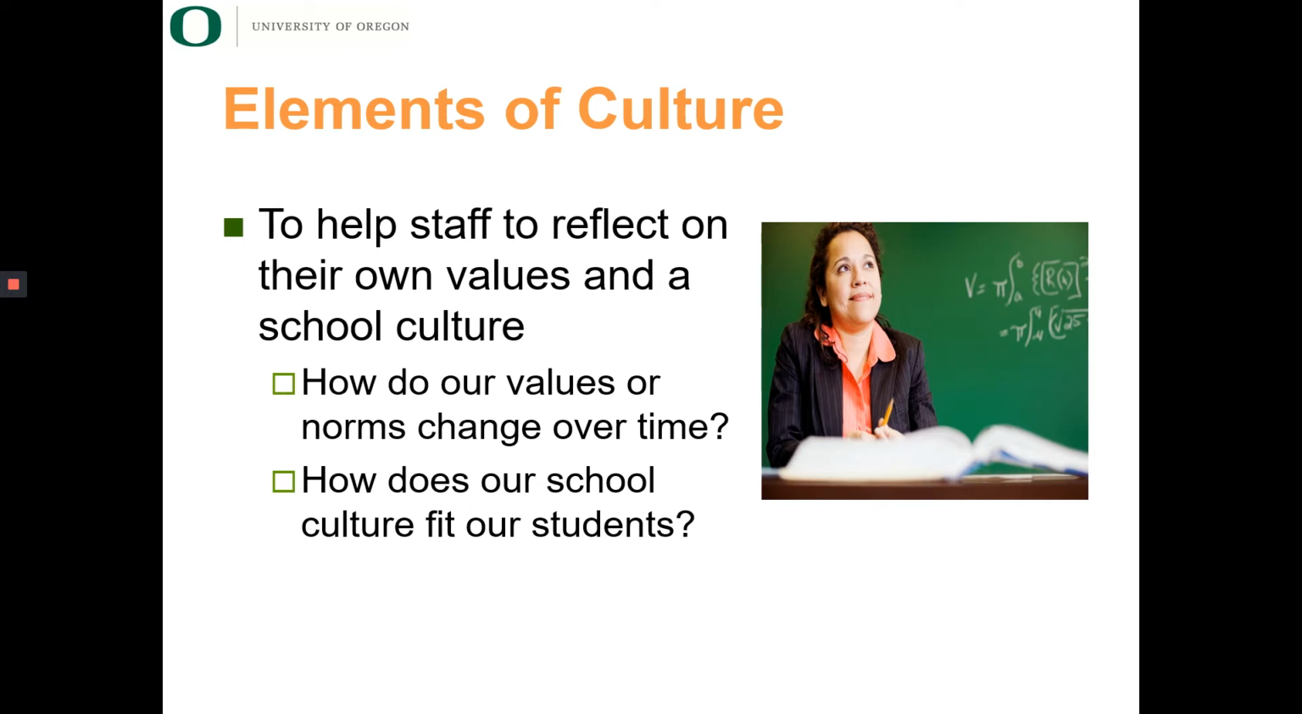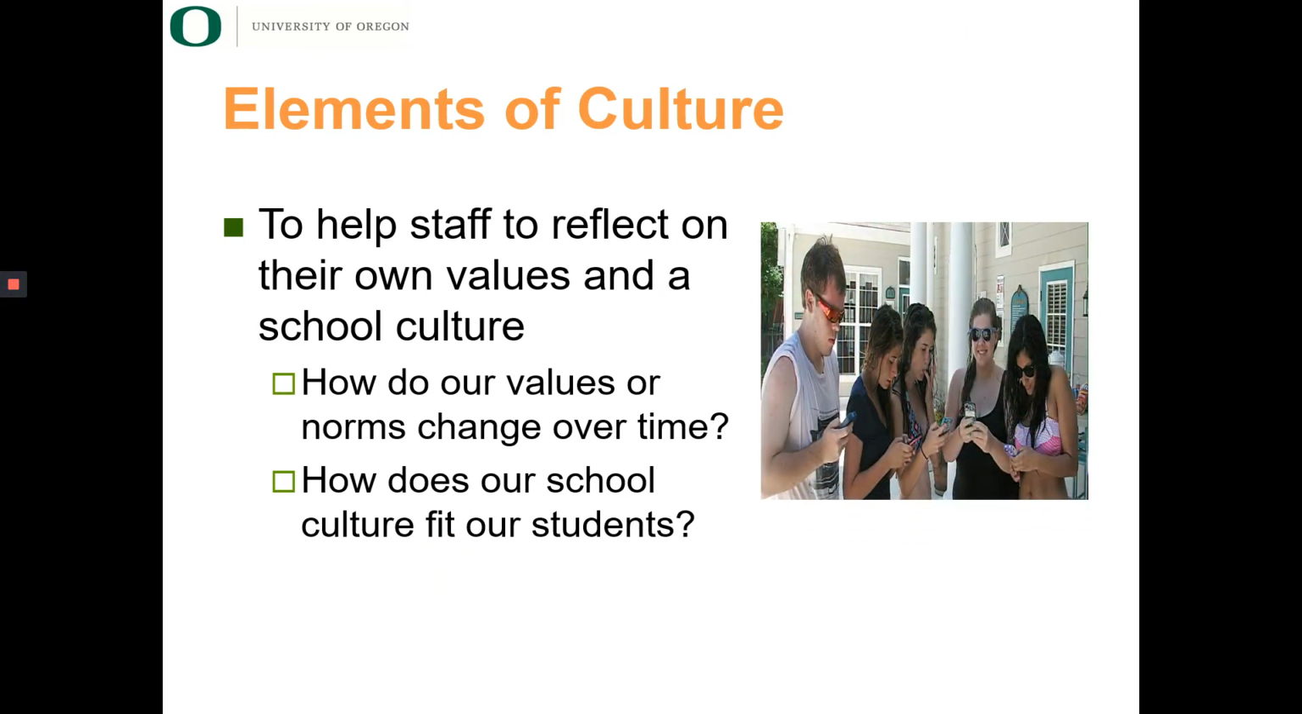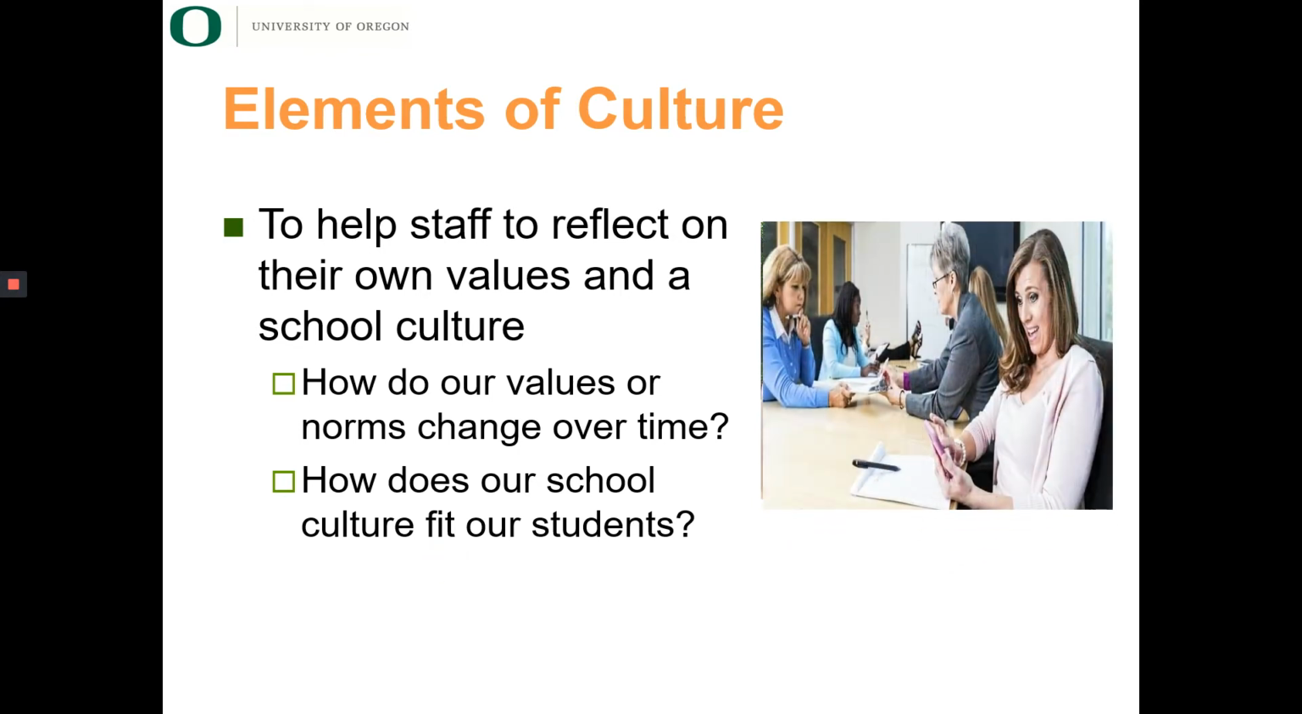So I'll start with an example of how it might help you understand how values change over time. If you think about yourself as a teenager, you might think back and consider how you expressed yourself, whether it's through how you dressed, the language you used, how you interacted with peers. In some cases, you would probably find that your values and norms have changed since you were a teenager. However, there might be some examples where things actually have not changed that much.